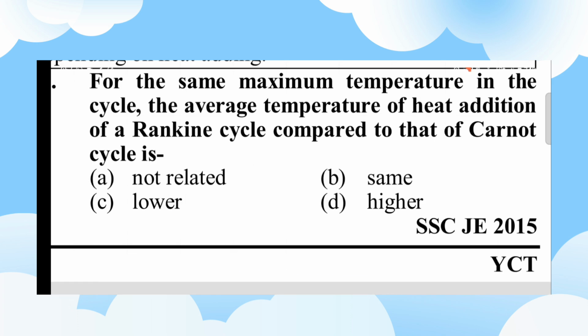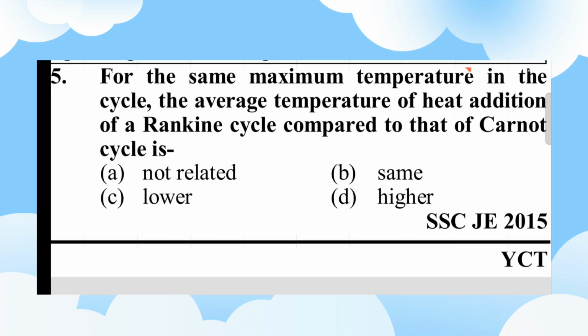Friends, question number 75. For the same maximum temperature in the cycle, the average temperature of heat addition of a Rankine cycle compared to that of Carnot cycle is A. Not related, B. Same, C. Lower, D. Higher. C. Lower.